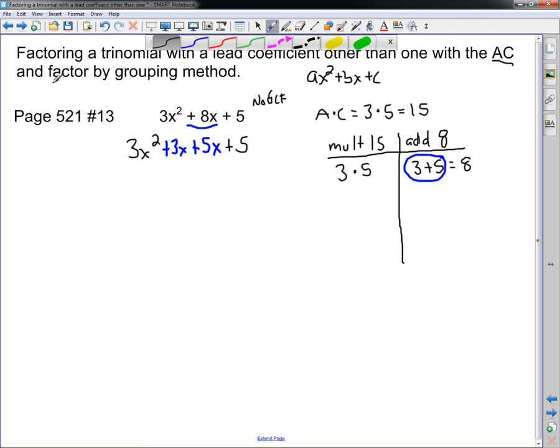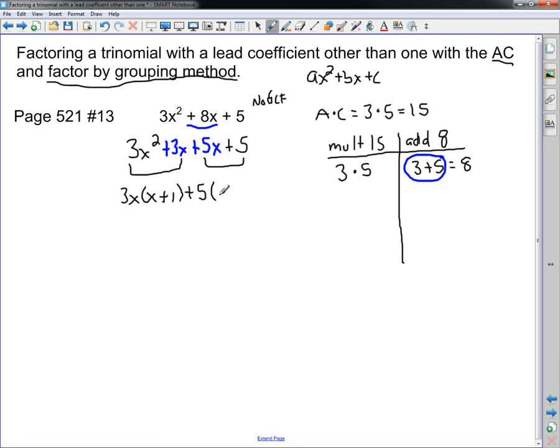Now the factor by grouping, here's where that comes into play. We're going to look at these first two terms and we want to figure out, do they have a GCF? If they do, we want to factor it out. Well, they definitely have a 3 in common, and they also have an x in common. So I factor out 3x, which leaves me with x plus 1. Now I check this second grouping. Do they have something in common? Yeah, they have a 5 in common, which leaves me with x plus 1.